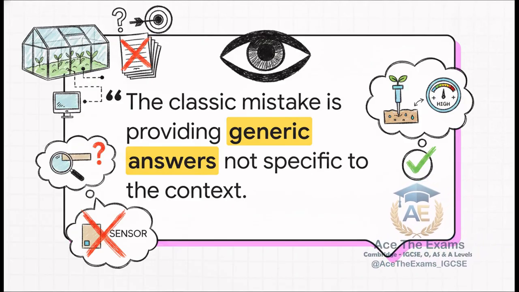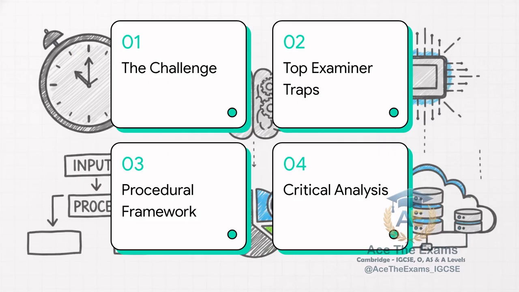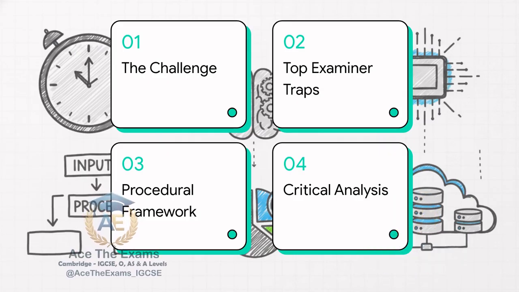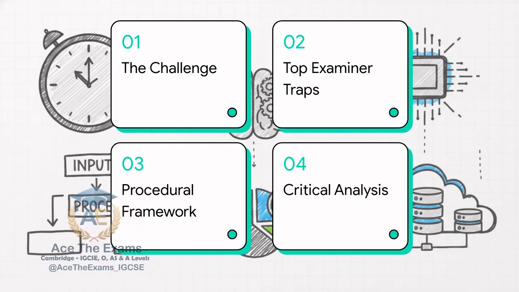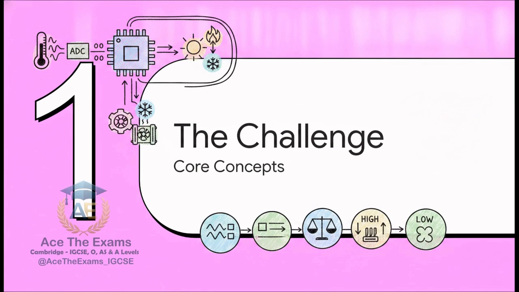It's that simple. So, here is our playbook for today. We've got 4 steps. First, the challenge. Second, the top examiner traps. Third, our procedural framework. And fourth, mastering critical analysis. Okay, let's dive into section 1, the challenge.